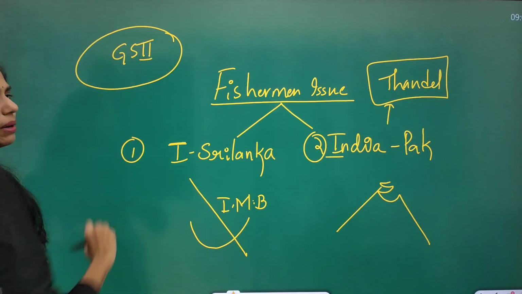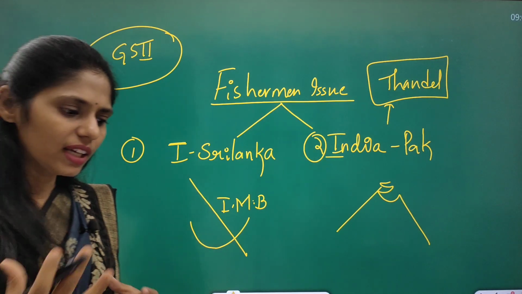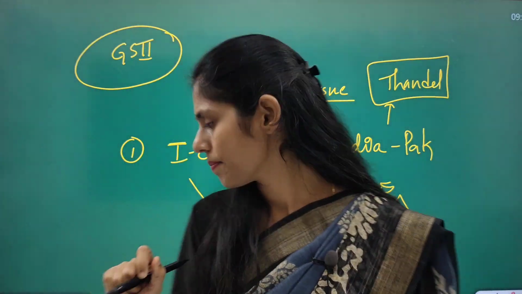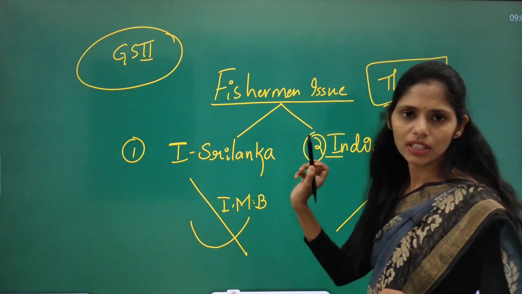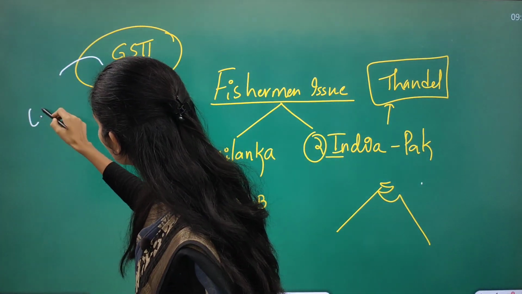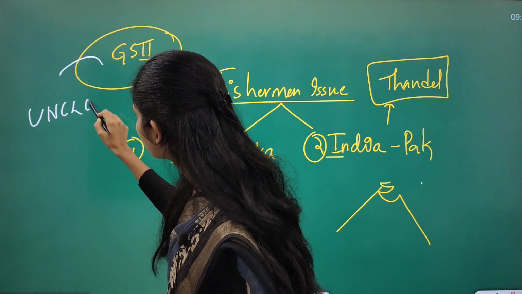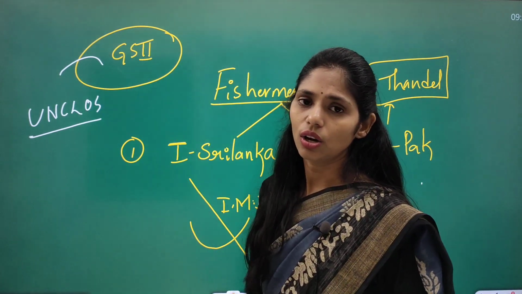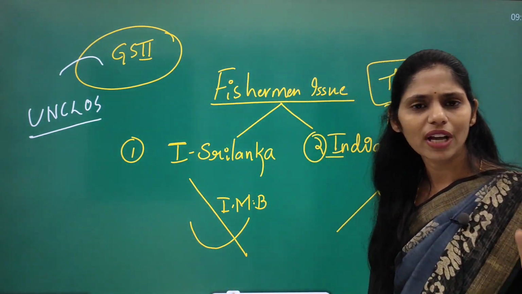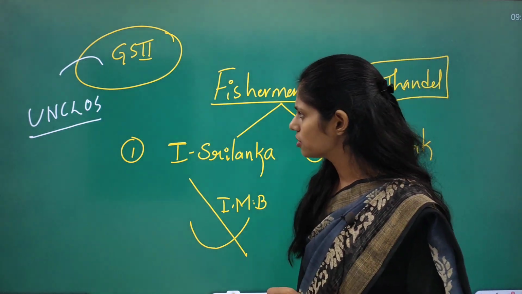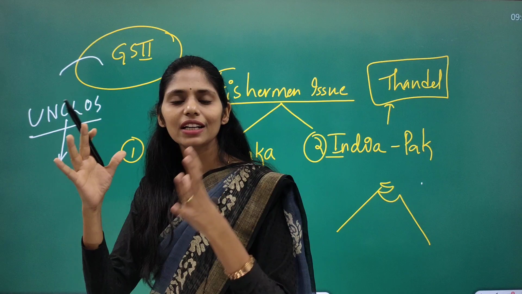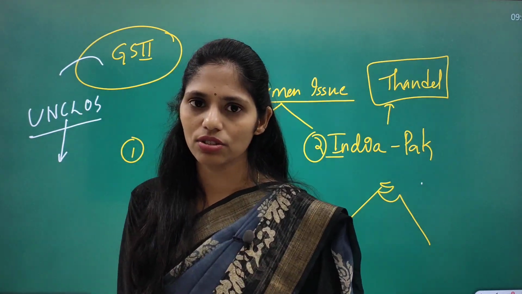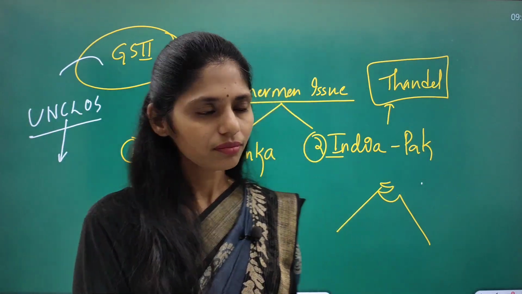From the GS Paper 2 point of view, I will let you know how many dimensions you can think of. If you see the dimensions here, the first and foremost thing is this UNCLOS. So what is UNCLOS? UNCLOS is nothing but the United Nations Convention on the Law of the Sea, which talks about the territorial jurisdiction of a country in the maritime domain.